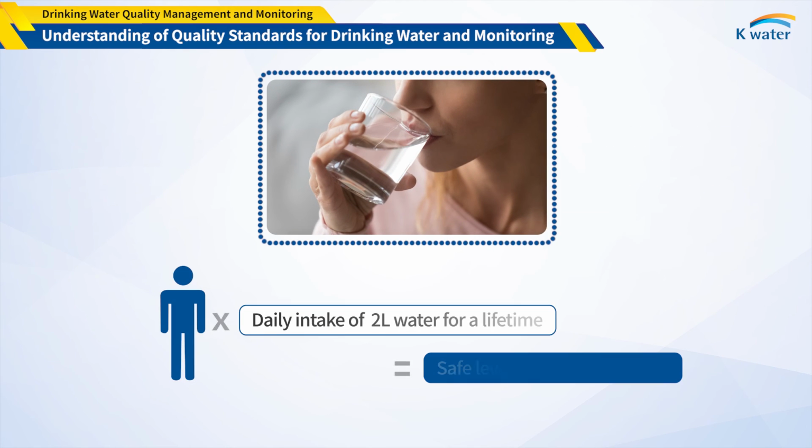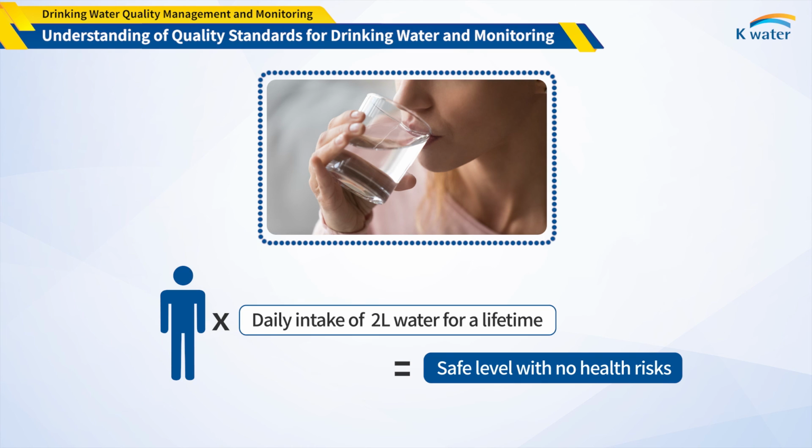Next, let's look at how to calculate the maximum allowable value for each drinking water quality parameter. Suppose a person weighing 60 kilograms drinks 2 liters of tap water daily. The maximum allowable concentration of the water quality standard is determined by comprehensively referring to WHO guidelines.